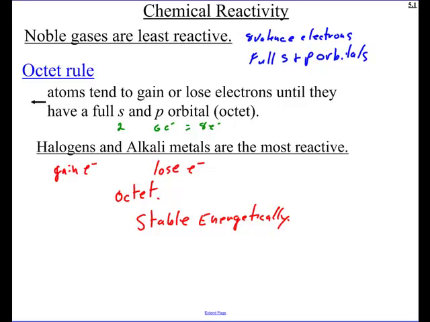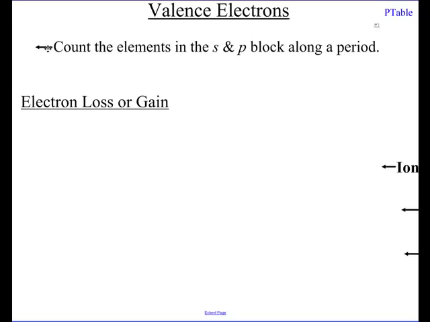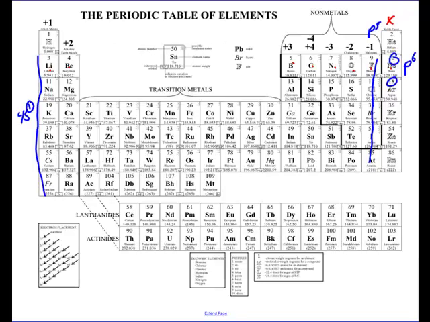All right, on to our next little slide here. Let's talk about valence electrons. Oh, wait, we already know about valence electrons. We sure do. So this is just a quick review. If you want to write it down, fine. If not, that's okay. As you recall, we just count the elements in the s and p block along the period. And I've already done it once this podcast, I'll do it again.